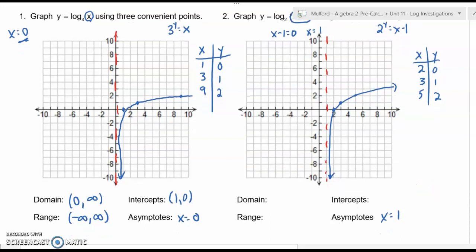Once again, my domain is going to start at the vertical asymptote, which is at 1. It doesn't actually achieve that value, so I put a parenthesis. And it's going to keep on going to infinity. My range, I can achieve any value of y down to negative infinity. It's going to keep on growing. So it's from negative infinity to infinity. And my intercepts, again, I only have one. I have one at 2 comma 0.